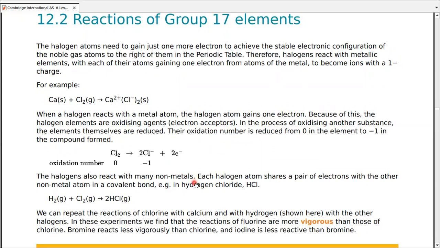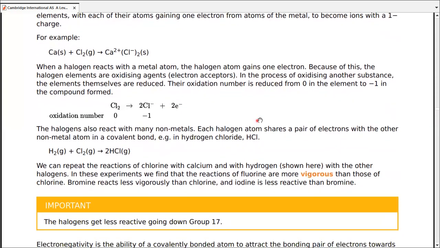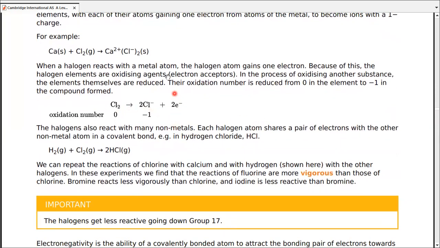So we call them good oxidizing agents. They oxidize others, they reduce themselves, and hence they are known as good oxidizing agents or electron acceptors. Their oxidation number usually is reduced from 0 to -1. For example, chlorine becomes chloride ions in the ionic compound example.